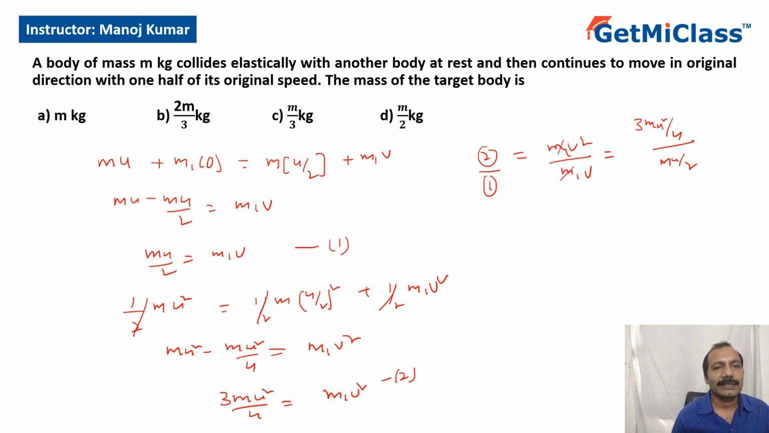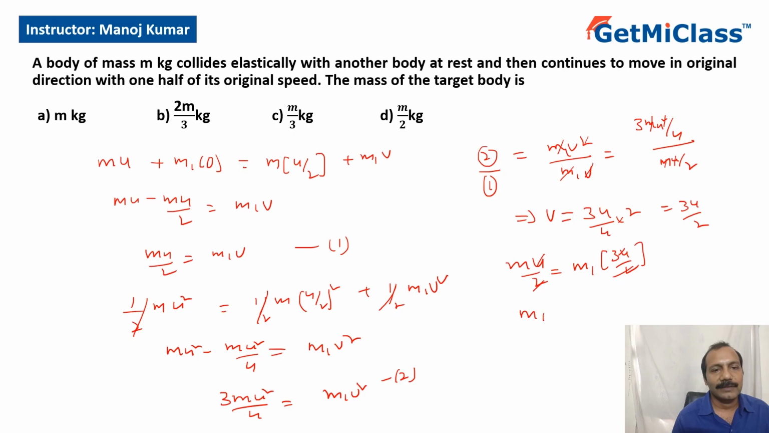So m1 cancels, square cancels, that implies v equals, m cancels, u cancels. So I'll be left with 3 u by 4 into 2. So that is equal to 3 u by 2. So what is velocity? It is 3 u by 2. Now let me put this velocity in equation 1. So I'll get mu by 2 equal to m1 into 3 u by 2. So 2 cancels, u cancels.